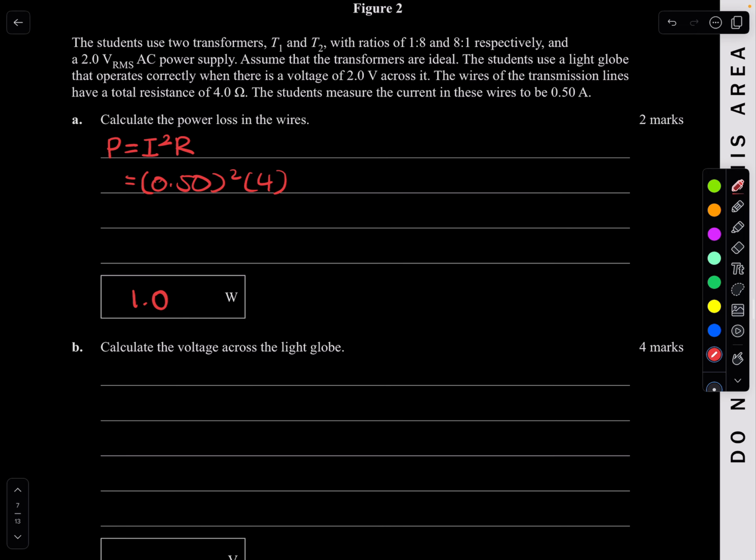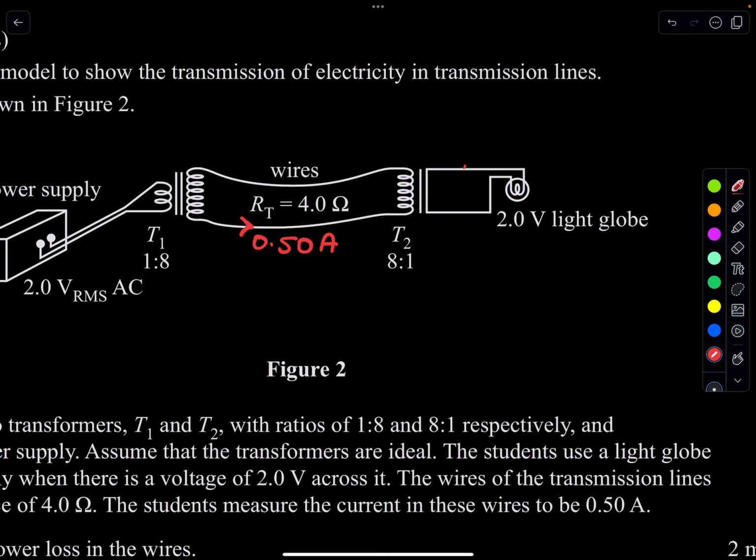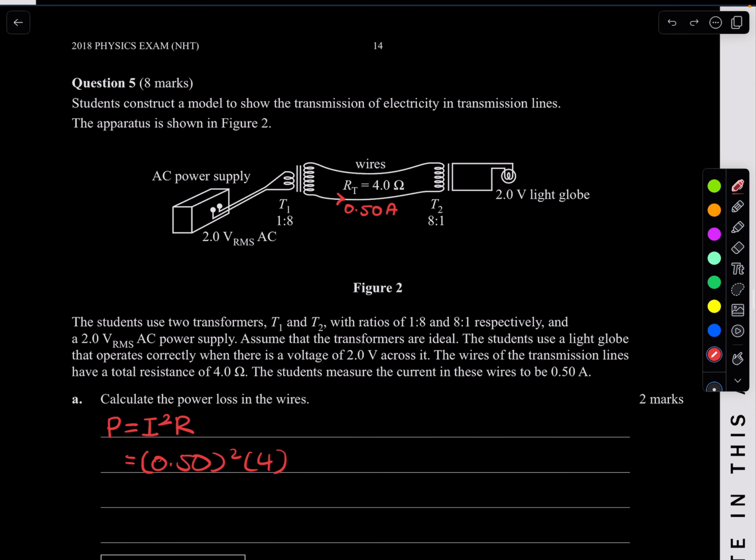Calculate the voltage across the light globe. So we want the voltage that runs to this light globe here. Remember, this is not the voltage that's running through it. This is the amount that it needs for it to work properly. But what's the voltage that is here? Well, the way we calculate that is how?